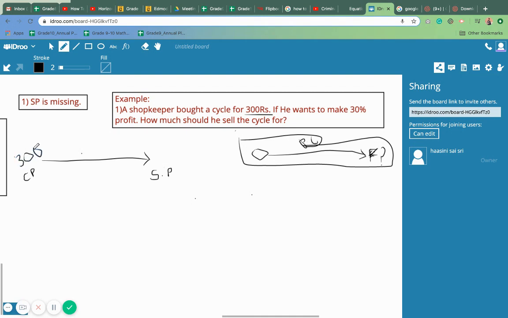Now I have to check what is happening here. He wants to make 30% profit. As soon as I hear the word profit, I realize that profit means it is an increasing percentage. So there is a profit percentage that is plus 30%. How much should he sell the cycle for? So they are basically asking what is the selling price. You're going to solve all the problems only after making these flowcharts, because making these flowcharts makes the process easier.